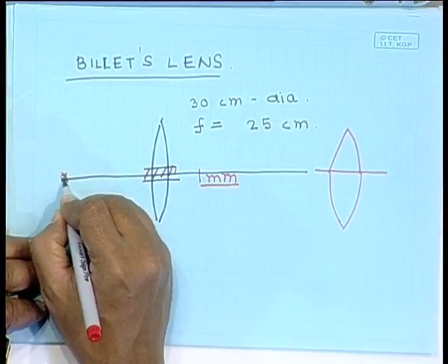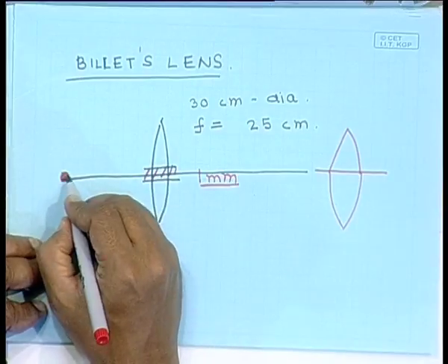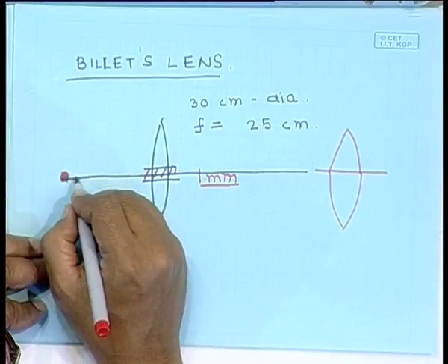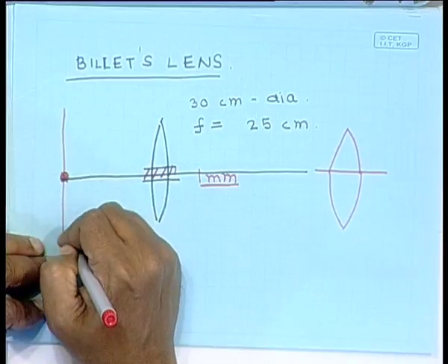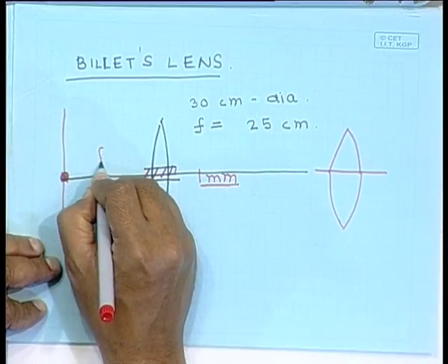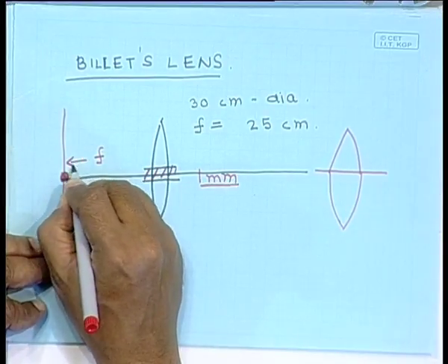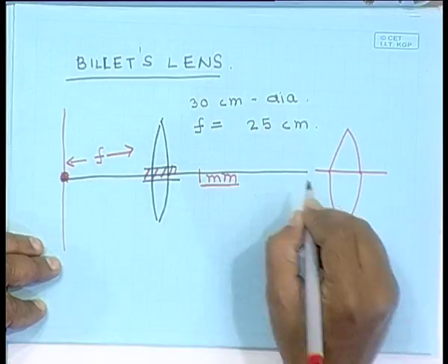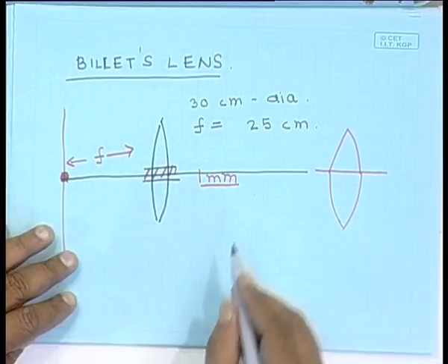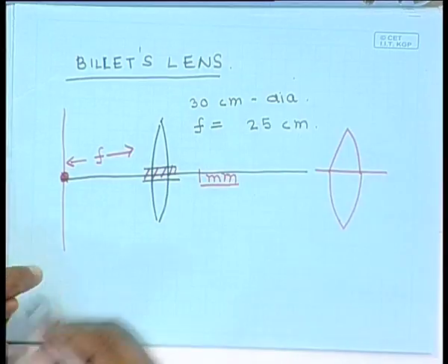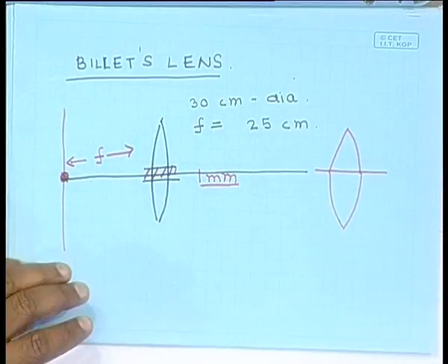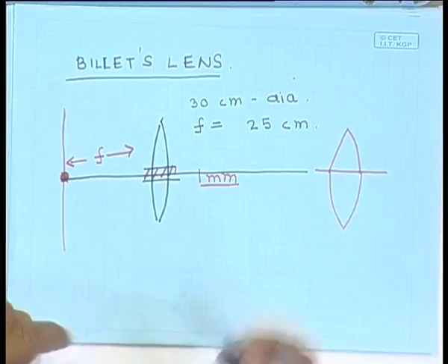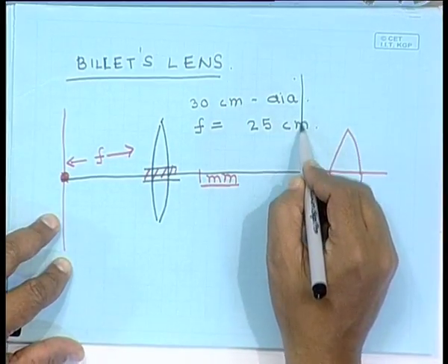Now, this whole apparatus is illuminated from a point source which is placed at the focus. So, there is a point source which is placed at the focus of this lens. So, this is the distance f. The point source is placed over here, and then you put a screen at a distance of 50 centimeters. So, there is a screen at a distance of 50 centimeters over here.